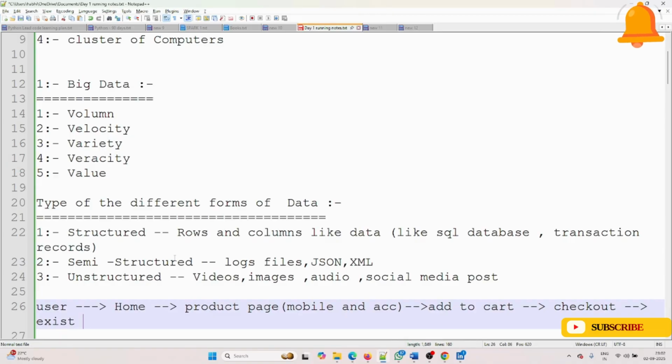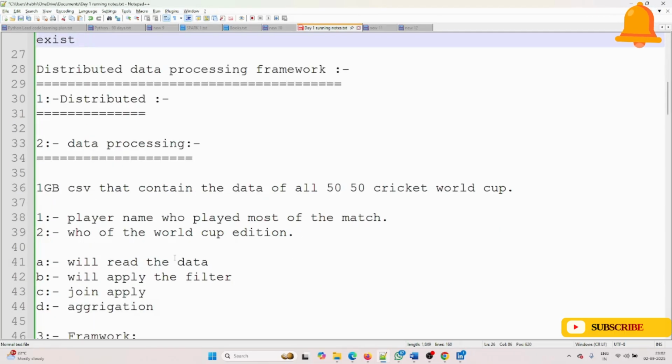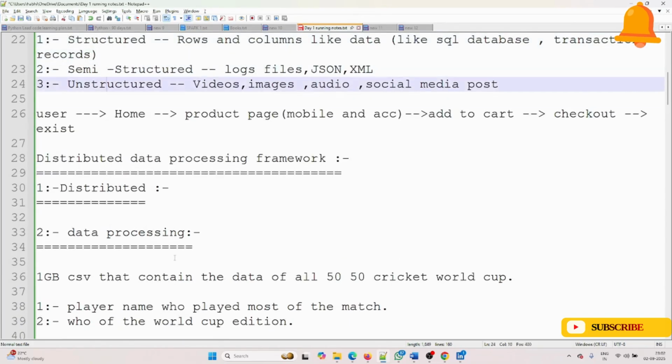And unstructured data means customer reviews, product images and videos. Customer reviews, product images and videos. Suppose I have purchased some goods and I found that it's very good. I give a review so that others can check my review and buy.